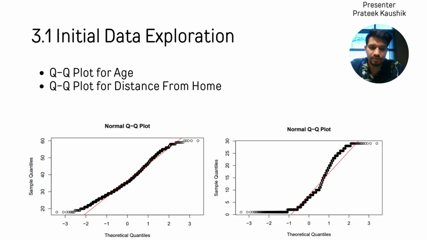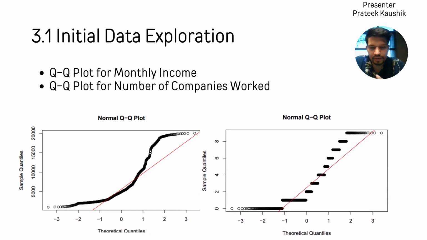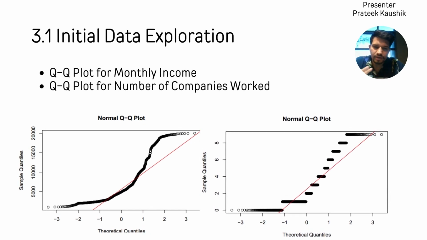So coming to our next QQ plot, it is for monthly income, which is assessing the distribution of monthly income among employees and comparing the actual income distribution with theoretical normal distribution. And it is useful for identifying income disparities and understanding the salary structure. The next QQ plot, the fourth one, is for the number of companies worked, basically examining the distribution of employees' previous work experiences and comparing the actual distribution with the theoretical normal distribution, and helps identify patterns in job mobility and tenure among employees.